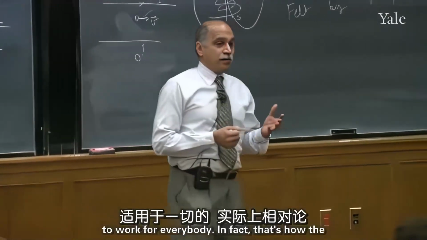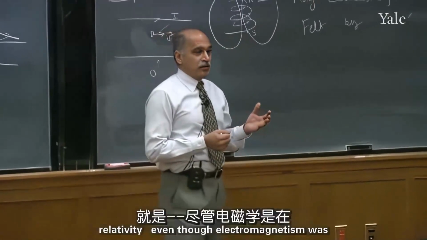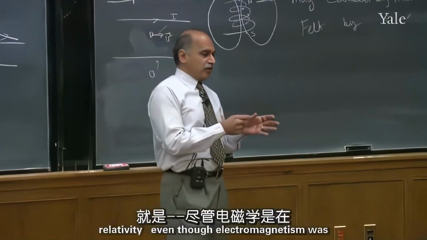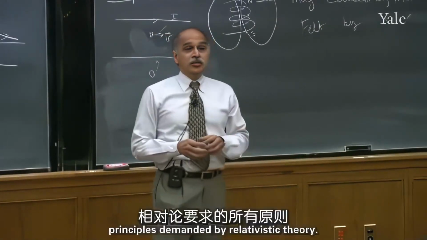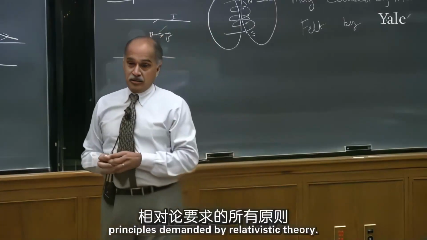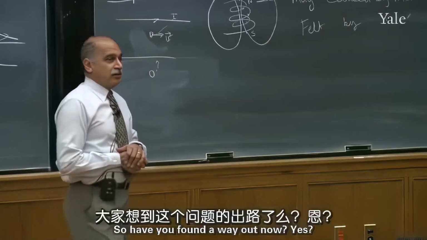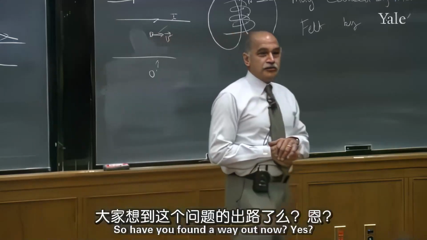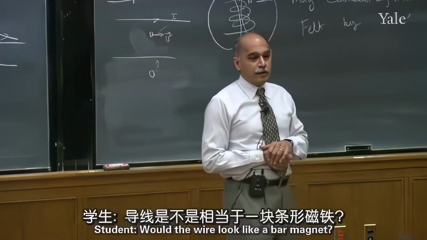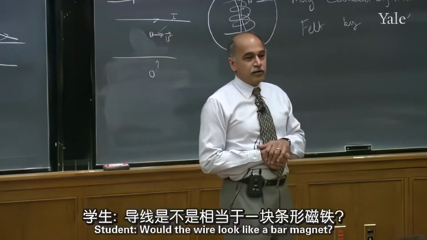In fact, even though electromagnetism was discovered before relativity, it obeys all the principles demanded by relativistic theory. So everybody should have the same laws of motion. So have you found a way out now? Yes? Would the wire look like a bar magnet?